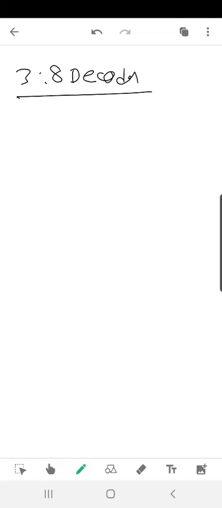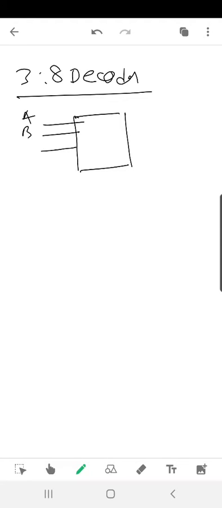If I am talking about a 3:8 decoder, that means that we will have 3 inputs and 8 outputs, and there will be enable signals, of course. We will have A, B, C, 3 inputs, and we will have enable signal. This will be the 3:8 decoder and we will have 8 output lines starting from y0 to y7. We will have a total of 8 output lines.